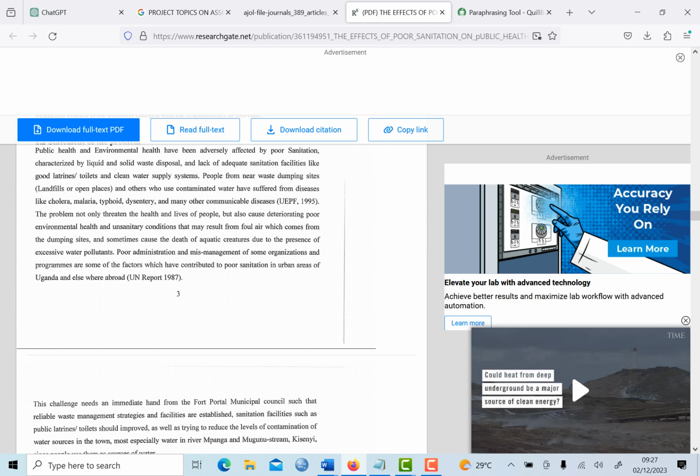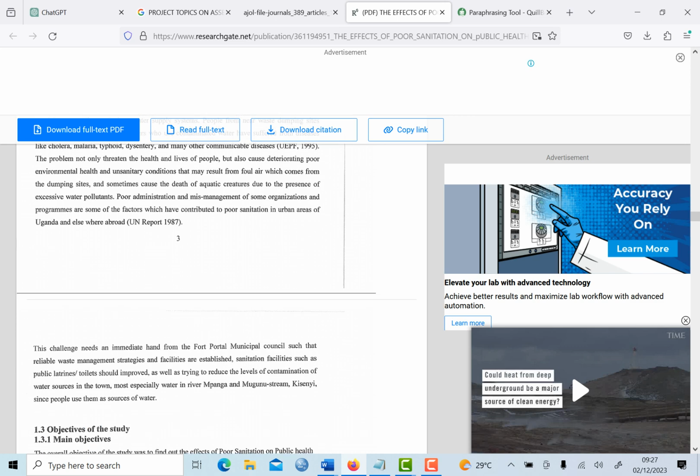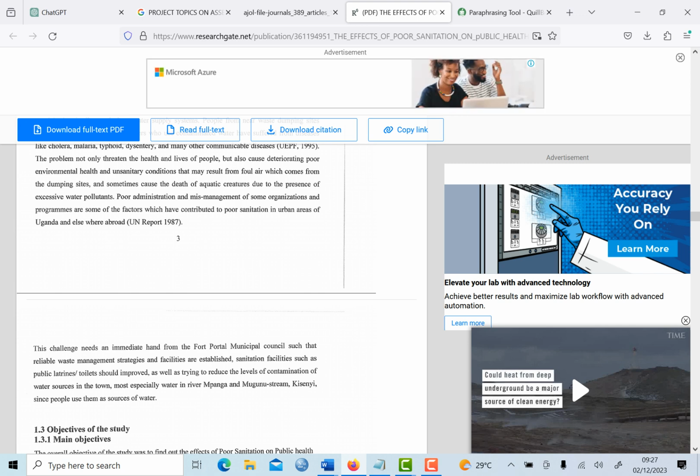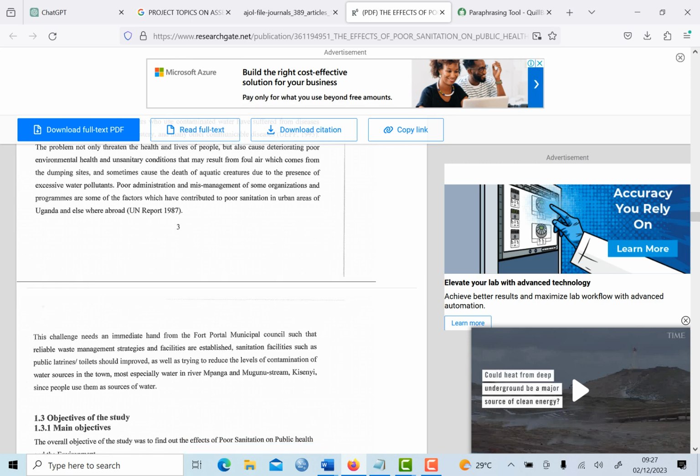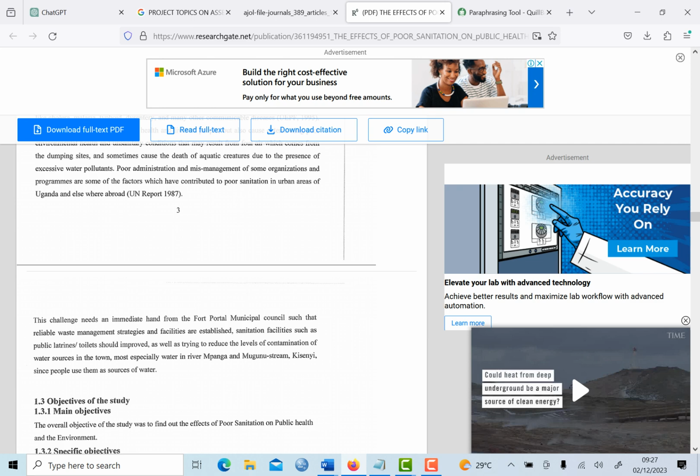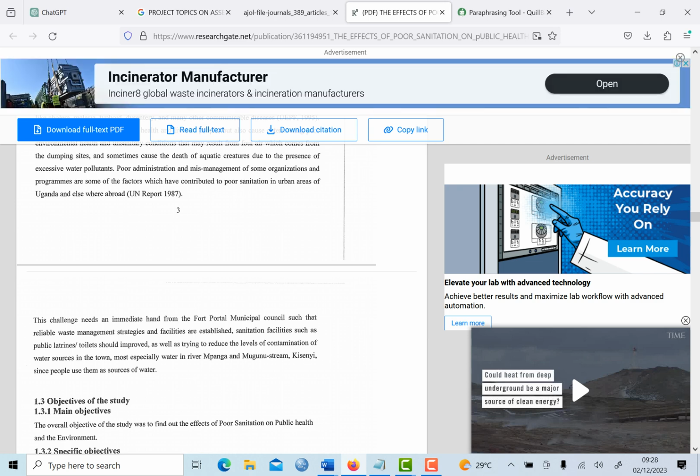Poor administration and mismanagement of some organizations and programs are some of the factors that contribute to poor sanitation in areas of Uganda. In this place, I'm going to be changing that to Oredo local government, or in Edo State, you can just put Edo State. This challenge needs an immediate hand from the municipal council for reliable waste management. You can put the Edo State government, such that reliable waste management strategies and facilities are established. Sanitation facilities such as public latrines and toilets should be improved, as well as trying to reduce the levels of contamination.